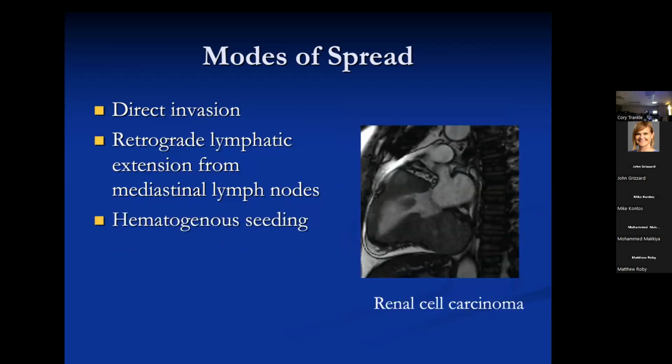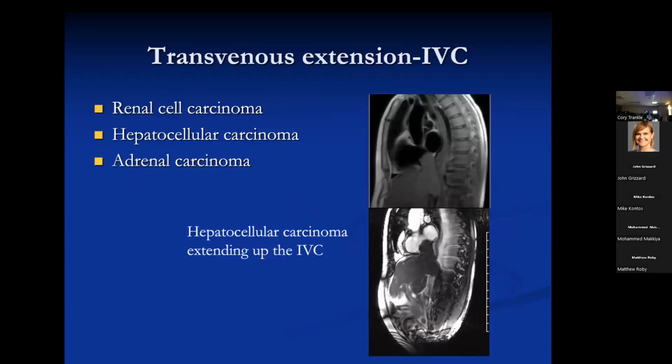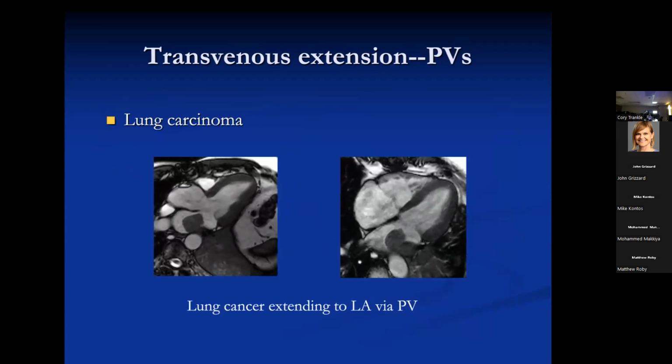Hematogenous seeding is very common with hematogenously spread mets, like a renal cell carcinoma, like you see here. And notice the abnormal enhancement. And then transvenous things we see typically, if it's in the right heart, it's coming up from the cava, and it's usually either renal cell, hepatocellular, or adrenal carcinoma that is the most likely. If it's coming in from the lungs, it's almost always a lung cancer, coming into the left atrium.